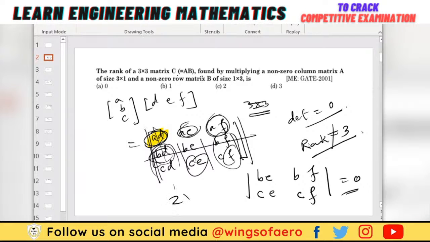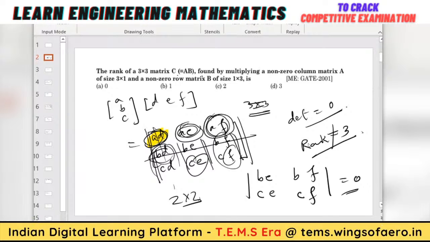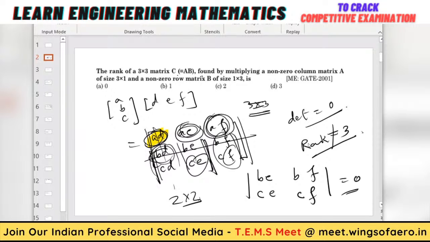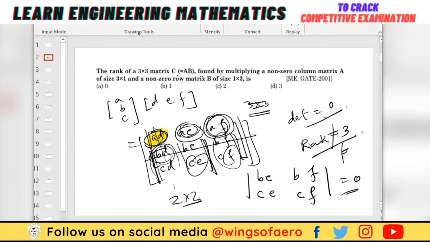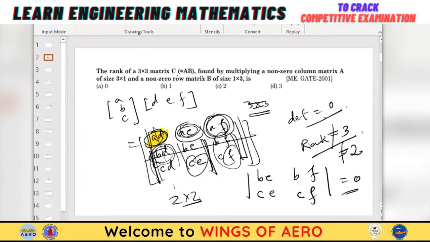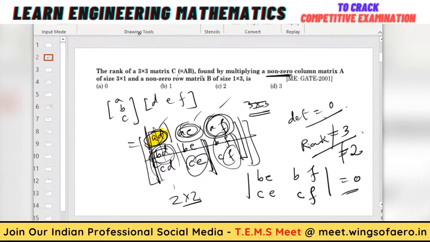Similarly, each and every 2 cross 2 minor, if you find the minor of AC, the determinant is 0. If you find the minor of AF, this determinant is also 0. So each and every minor is 0. The whole determinant is also 0. So the rank is not equal to 3. The rank is not equal to 2 also. Then obviously the rank is 1. Why? Because all the elements are non-zero elements. So AD, AC, AF, everything is non-zero. So the first order minor is non-zero, rank is 1.